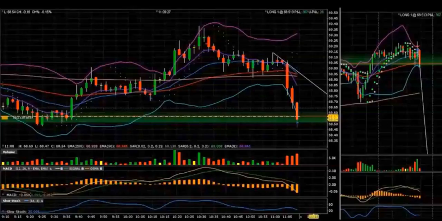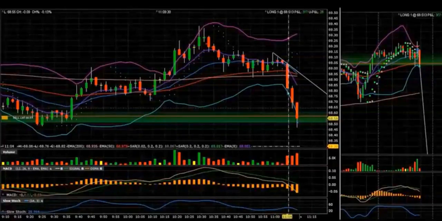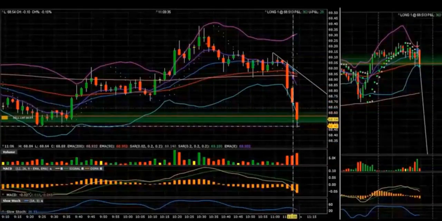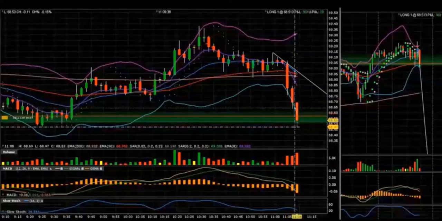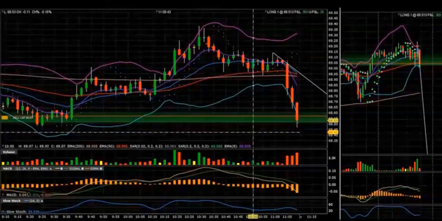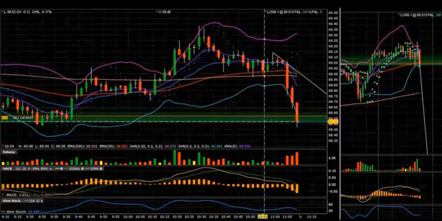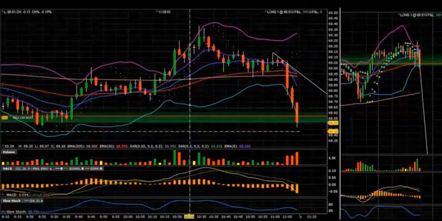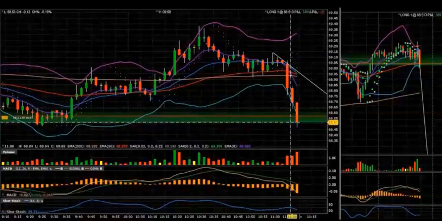Nope, and it didn't quite make it. It should still make it. So half of that bar, 70 to 47, is basically a little over 10 points, 12 points. So should be 57, 68.57, which is right there.